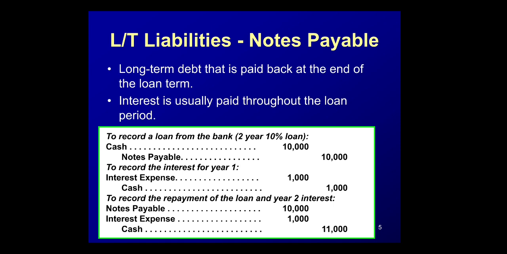Okay, this is long-term liabilities. Long-term debt. Okay, long-term liabilities is something like this. An item is called a long-term liability if the business has to pay in more than 1 year.